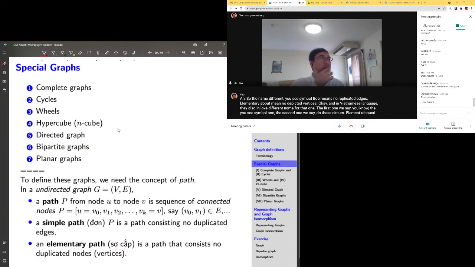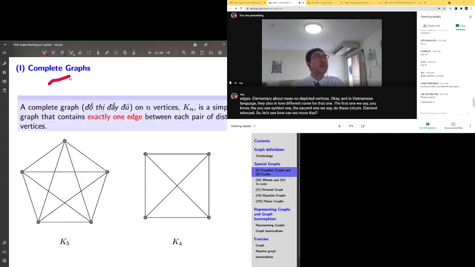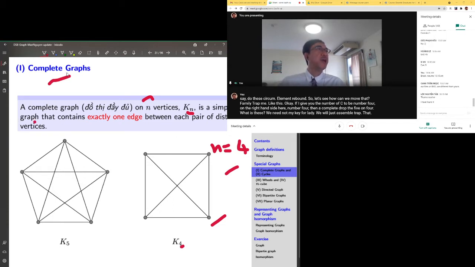So let's see how we can move with that. Complete graph means like this. Okay, if I give you the number of vertices to be number 4 on the right hand side here, then a complete graph defined on 4 vertices, we denote by K4 like this, will be just a simple graph that contains exactly only one connection between each pair of distinct vertices.